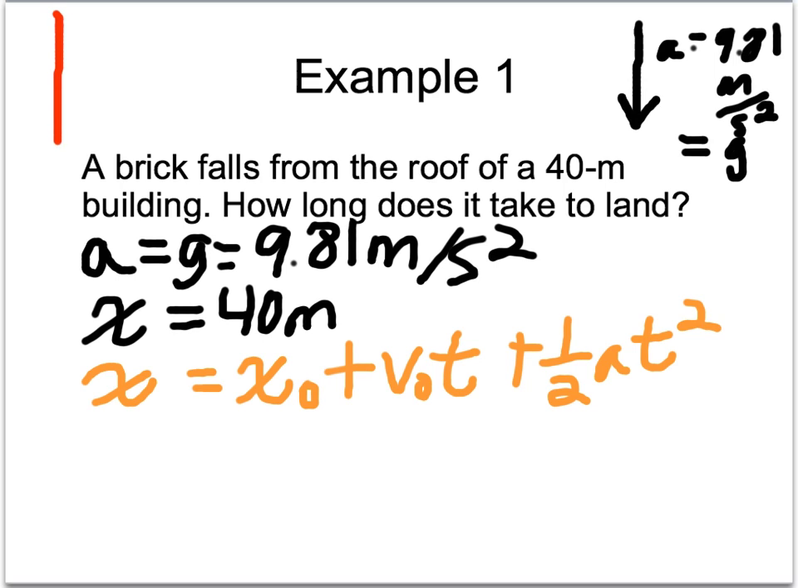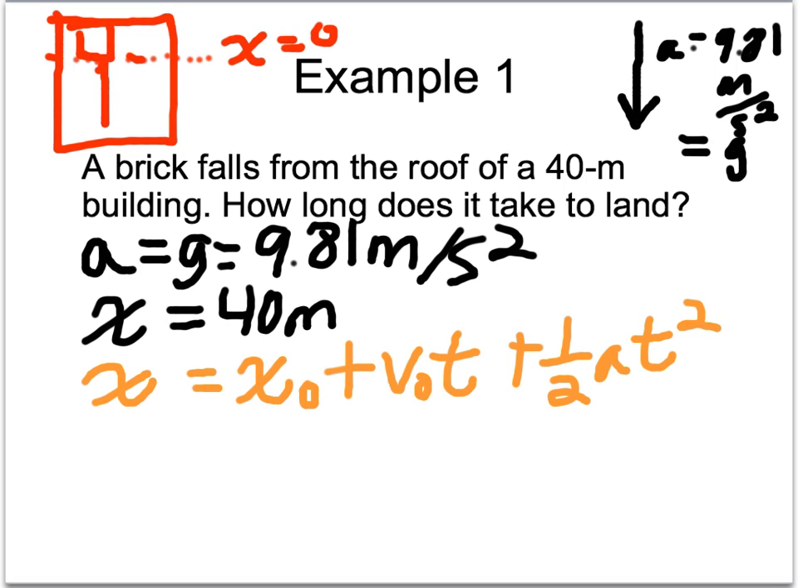So I'm going to draw a little picture here. If this is our building, and the brick is dropped from here, then I want the place where the brick is dropped to be the origin, and then the brick falls this way. Okay, so I've defined my origin to be the point where the brick was dropped from, meaning x naught is 0. It says the brick falls. We can assume that nobody threw it down, so it had an initial velocity of 0. Eliminating that term, 0 times t would be 0. Now we're just left with x equals 1/2 at squared.